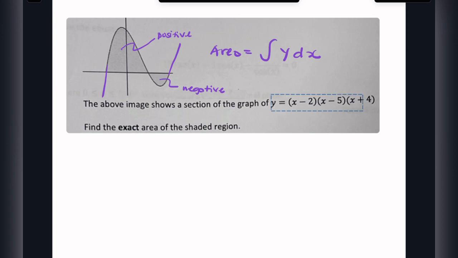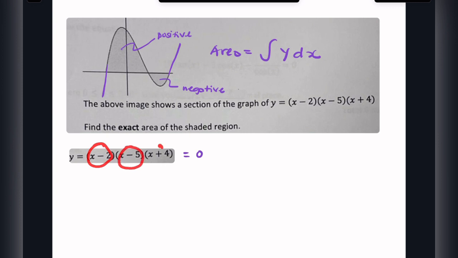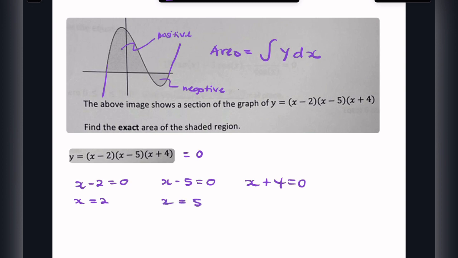So your first challenge will be finding the points where y is equal to 0. Now, whenever you have factors that are multiplied to give you 0, that's good news because it means that each of these factors could be 0. So either x minus 2 is 0, or x minus 5 is 0, or x plus 4 equals 0. So either x equals 2, or x equals 5, or x equals minus 4.